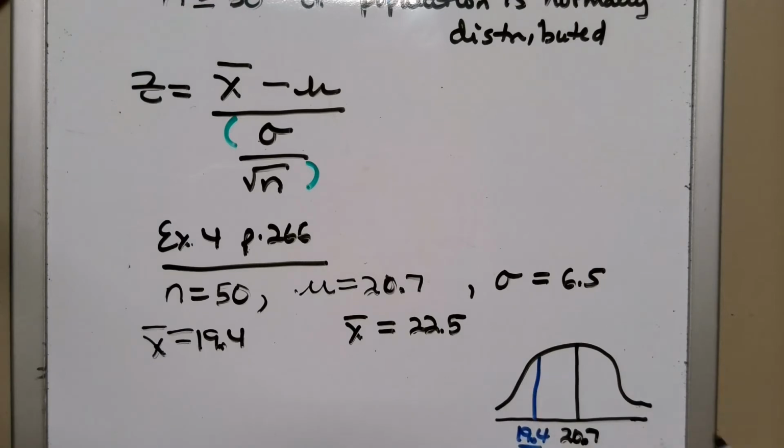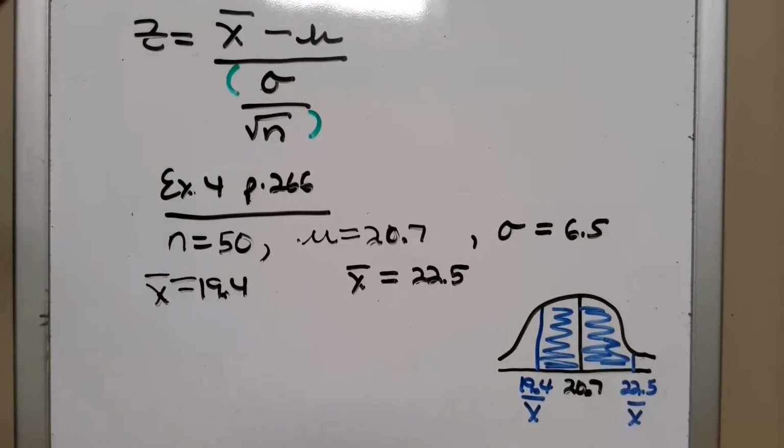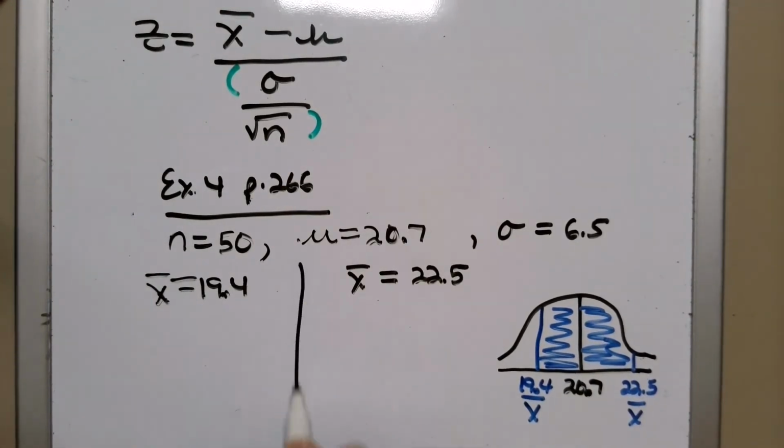And 22.5 is more than the mean. That's to the right because that's more than 20.7. And it's telling us to shade between. So we're going to calculate z-scores, but this time using that longer z formula because we're comparing sample means x bar to z-scores. And so we're going to do this twice.